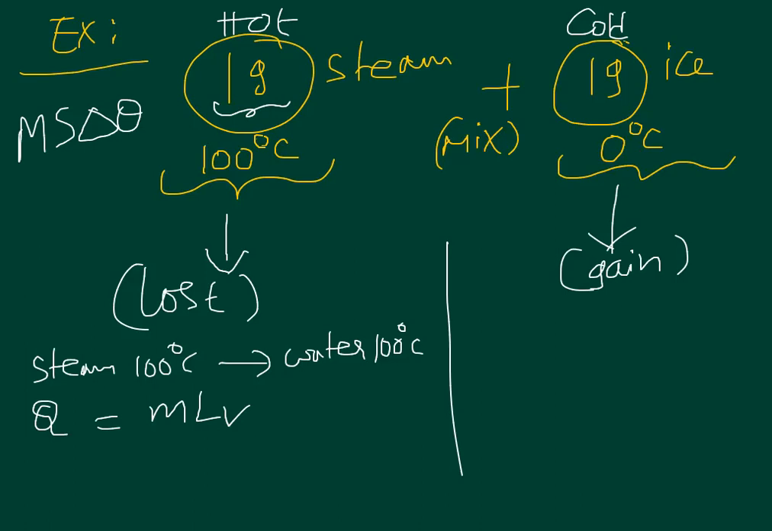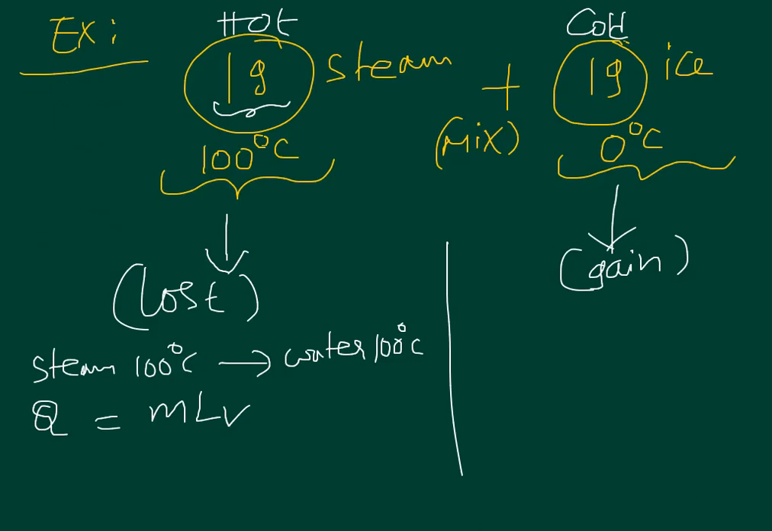We have to use m s delta theta formula when there is a temperature change in the same state. The other one is m L. When should we use m L? We have to use m L when there is a change of state at the same temperature.